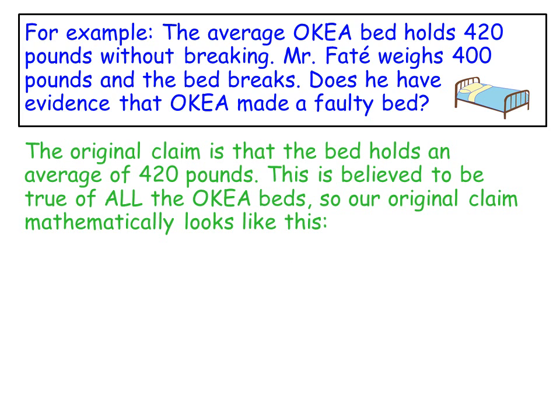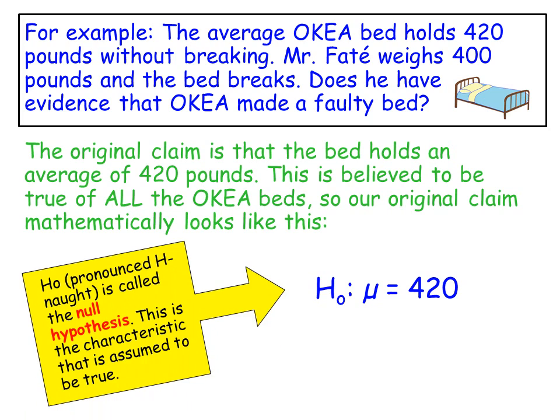The original claim is that the bed holds an average of 420 pounds. This is believed to be true of all the Ikea beds, so our original claim mathematically looks like this. The symbol H0 represents H naught. This is called the null hypothesis. This characteristic is assumed to be true. We are assuming that the mean weight that it holds is 420 pounds.